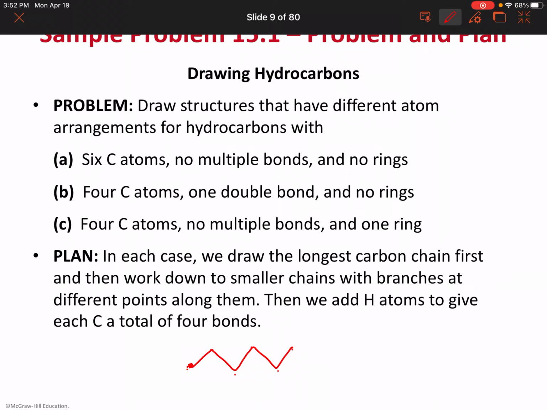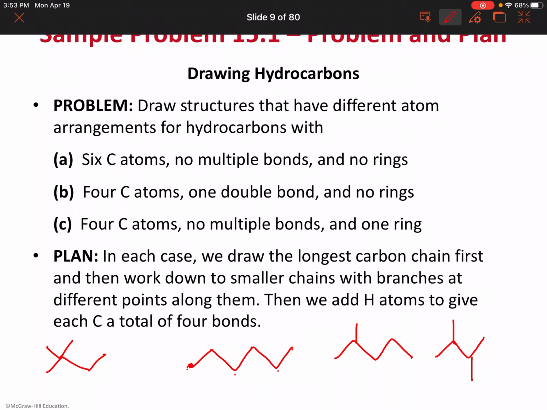Now also you can draw 5 carbons, and you can put a branch that will make it 6. You can have another one like this, 1, 2, 3, 4, 5, 6. That's another one. Or you can have 1, 2, 3, 4, 5, and you can have another one, 6, like that. That's a different one.